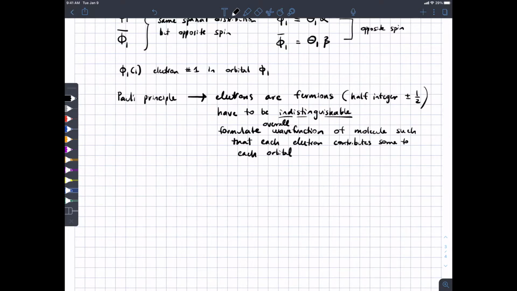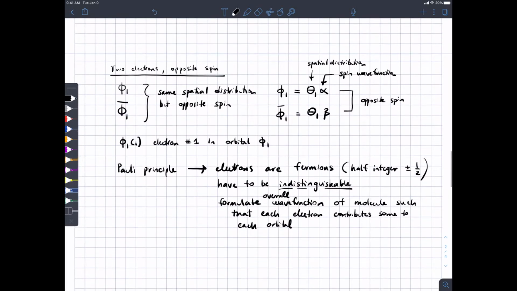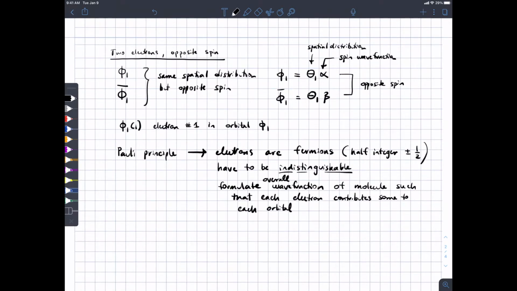That's kind of bizarre. What that means is in our molecule with 2 electrons with opposite spin, we can't say which electron is in phi 1 and which is in phi 1 with the bar. Both electrons contribute evenly to both of those orbitals.